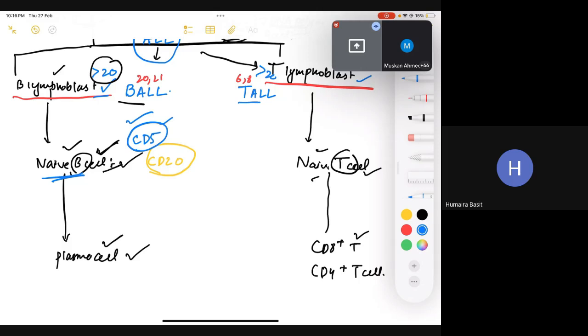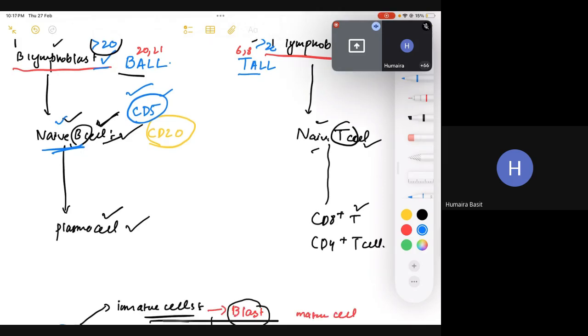Can you please repeat what naive B cells are? Normally, naive B cells are B cells which aren't exposed to an antigen, right? They won't be making antibodies. Then we have our plasma cells. Plasma cells are a more mature form of B cells, because they are making antibodies. Naive B cells are also mature, but they cannot make antibodies because they aren't exposed to antigen. Once naive B cells are exposed to antigen, they are converted into plasma cells, making a lot of antibodies. Is that clear?